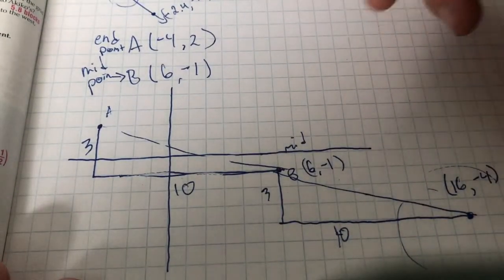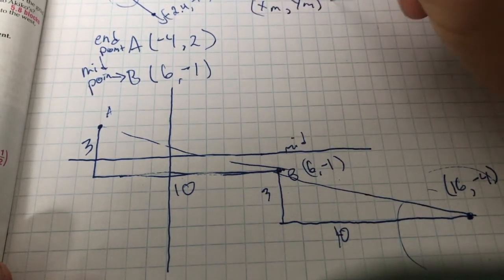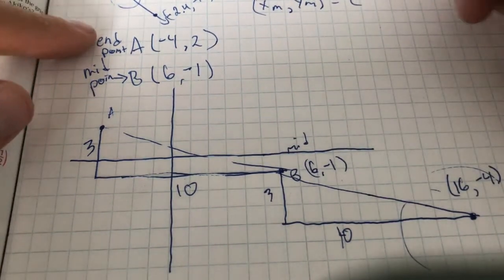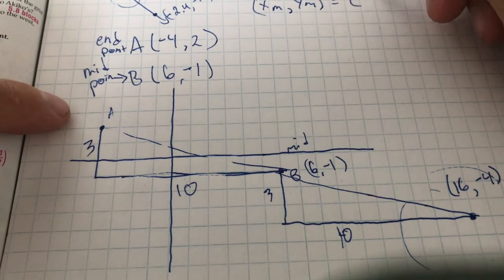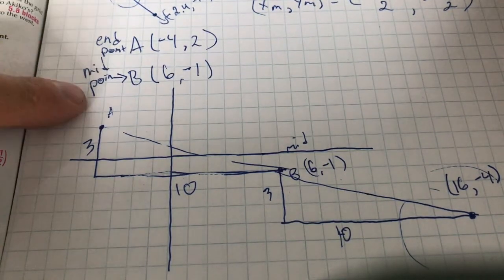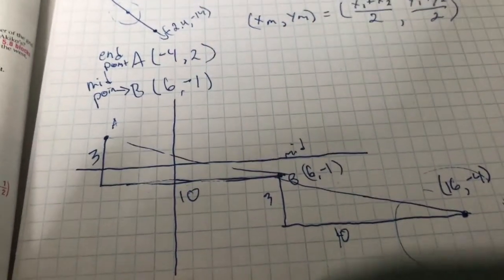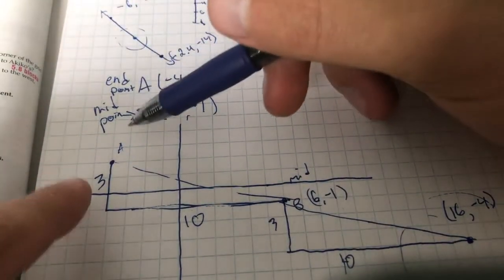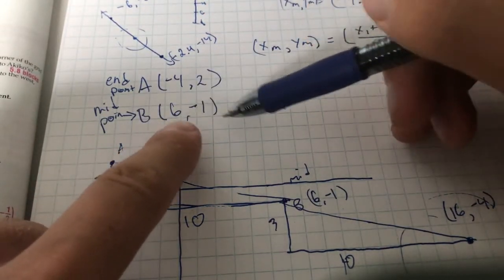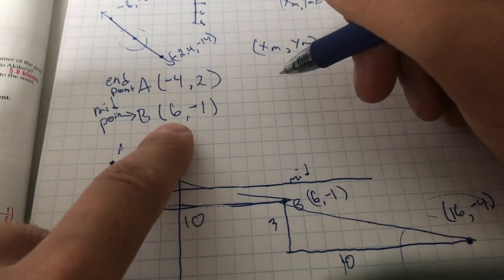So I'm going to use my midpoint formula. XM, YM equals X1 plus X2 over 2 and Y1 plus Y2 over 2. We're taking the average. So this is what's important here. We need to acknowledge the fact that this is a midpoint. Therefore, I need to plug in the 6, negative 1 into my XM, YM here. So I'm going to do that.